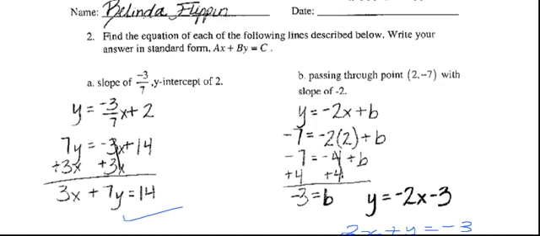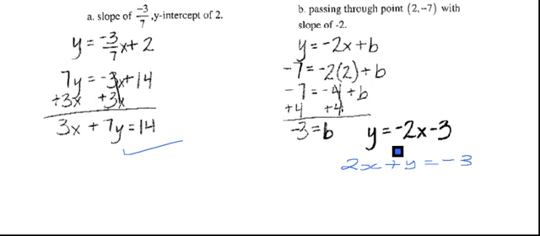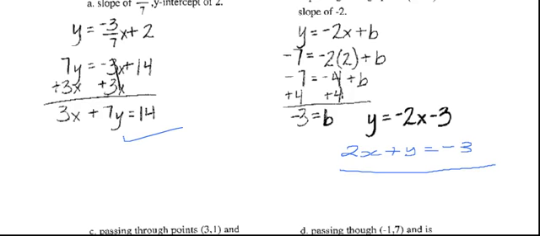Let's look at number 2A and B. These are both done well. Again, we want to write our final answer into this format: x, y equals, and then your constant.